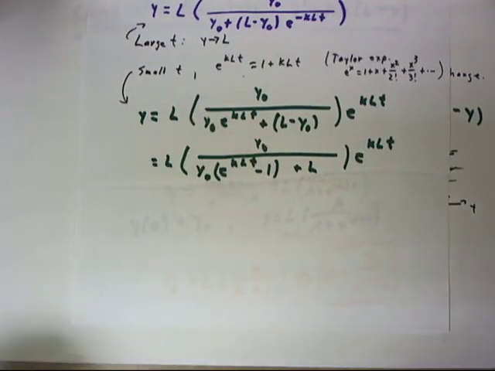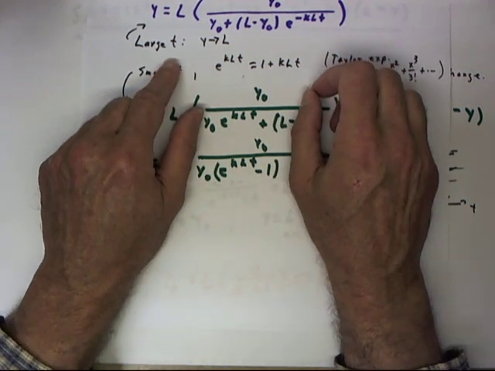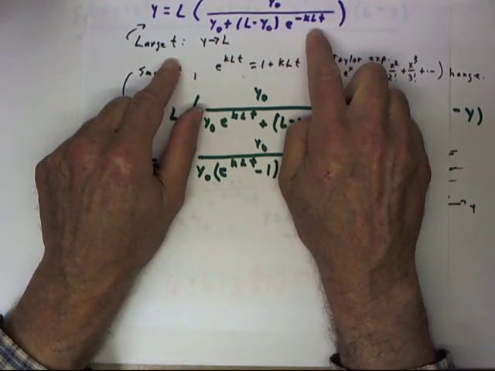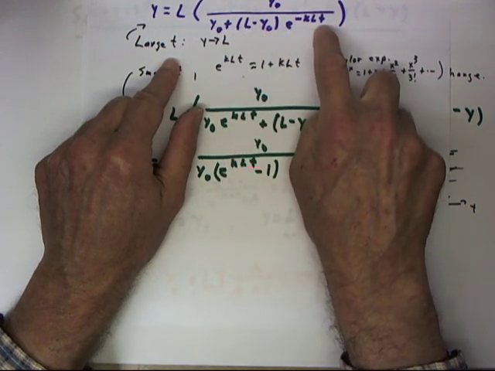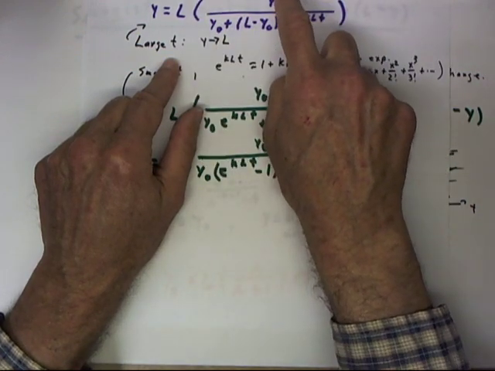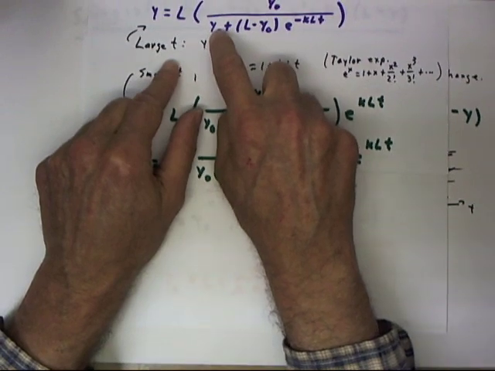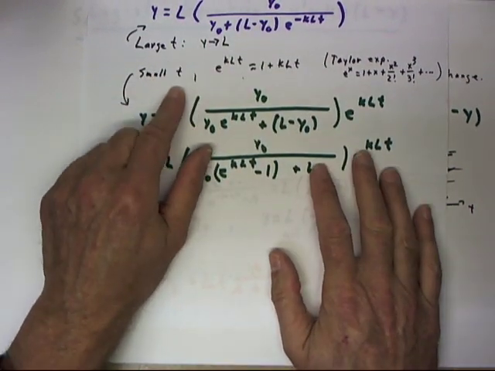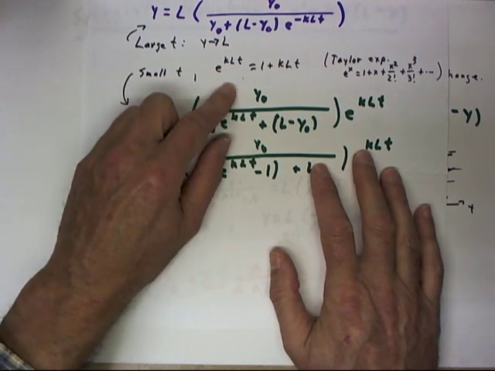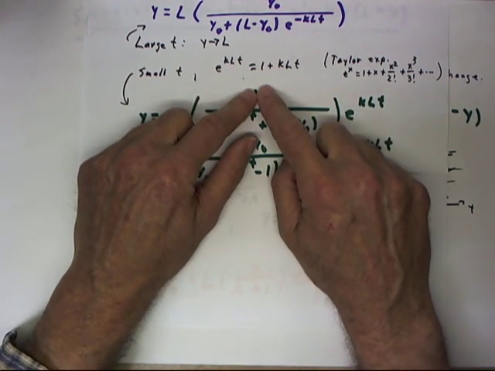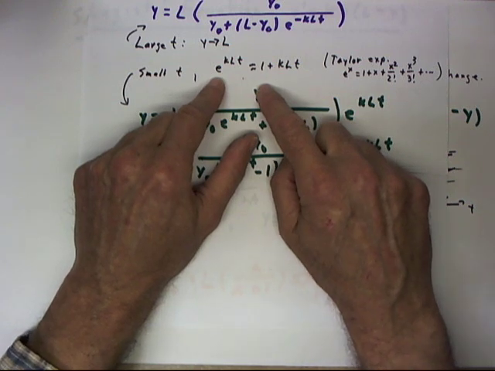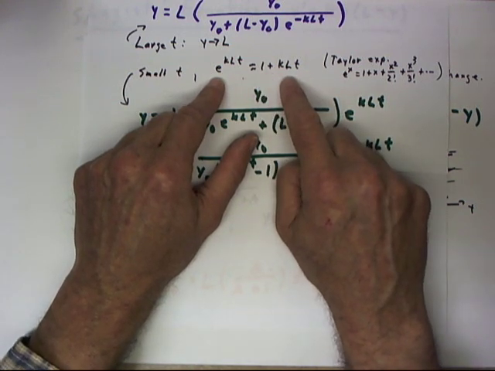Now, obviously, still when t is large, e to the negative klt is close to 0, making this term close to 0, making this quantity close to y naught divided by y naught, which is 1, so that y is approaching L. For small t, we're going to make use of the fact that e to the klt, if t is small enough, is approximately equal to 1 plus klt.